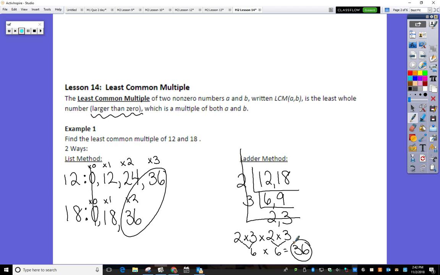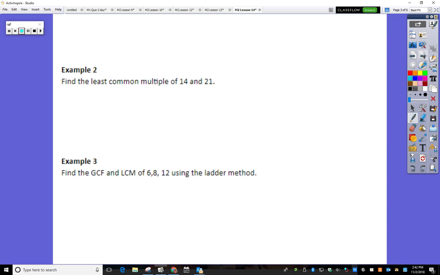Okay, so there's the method. For the ladder method, it's kind of easier because you can pull your GCF and your LCM out with the same work. Whereas with the list method, you'd have to have all different lists going on for factors and multiples. So once again, I'm going to lead you towards that ladder method just because I find it to be a little easier for students to catch on to.